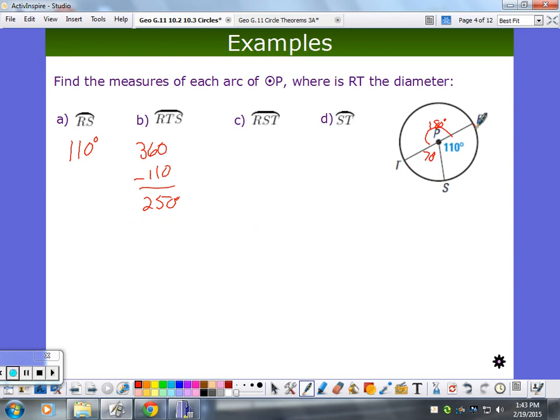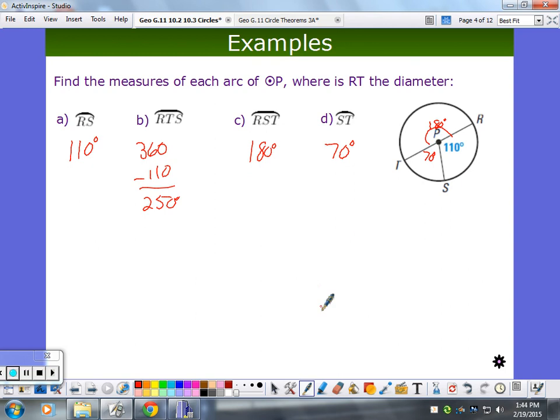RST, what's the measure of RST? That arc, go ahead. 180 degrees. And you can see that it's formed by a diameter, so this arc will be 180 degrees. And then ST, well, I can see its central angle is 70, so it is also going to be 70 degrees. So it's really, I think, easier if you mark up as much as you can before you start to figure out what these different measures are.